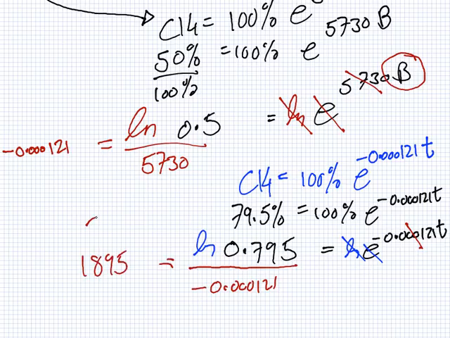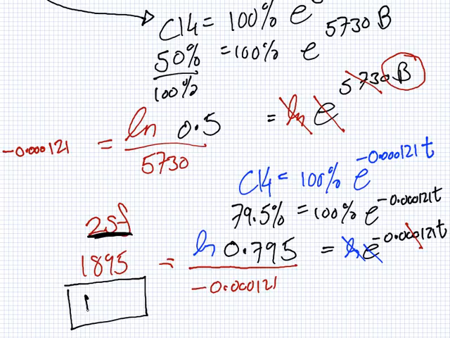And this will be 1895, but I said in the question two significant figures. So what would be the final answer? Not 1895 years. Two significant figures? 1800. No. Of course not. 1000. No. 800. Come on. 1900. I know you know that. So the answer is 1,900 years. Yeah. Okay. That was awkward. Write that down, please.